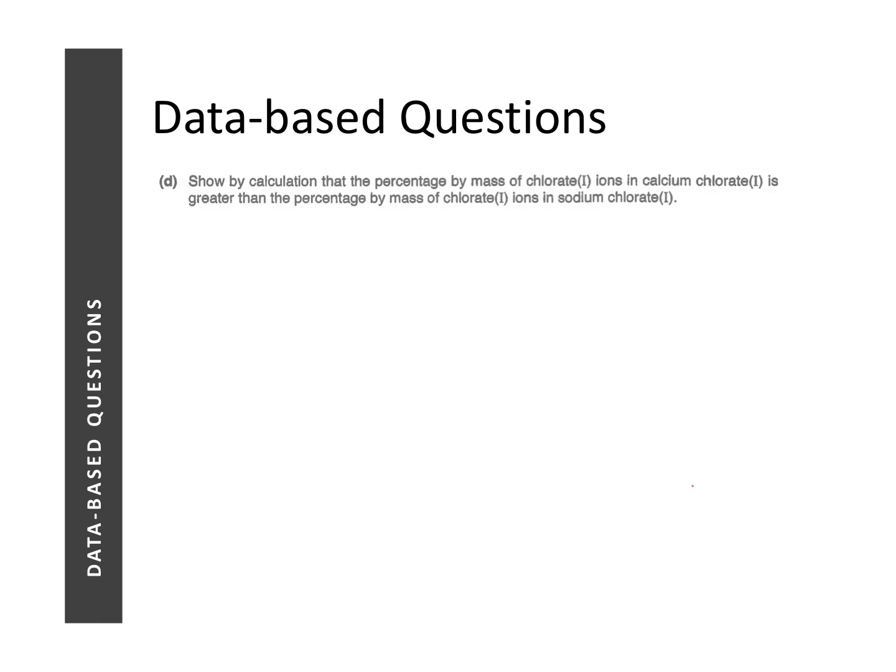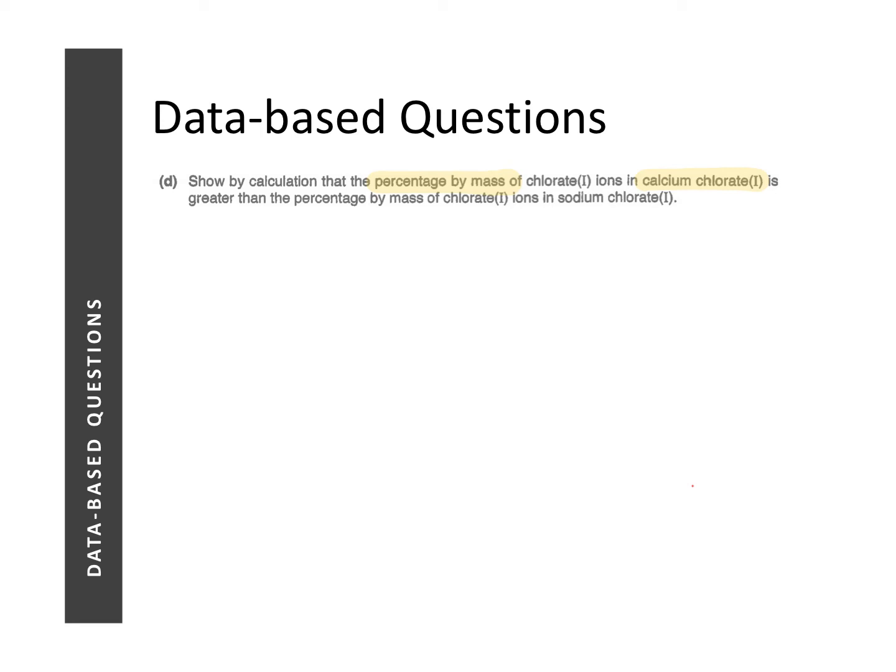For part D, show by calculation that the percentage by mass, so this is a keyword over here, percentage by mass of chlorate in calcium chlorate 1 is greater than the percentage by mass of chlorate 1 ions in sodium chlorate. So which paragraph do we want to refer to? It would be the paragraph that talks about calcium chlorate 1. If you can recall, in the paragraph it talks about the two advantages of calcium chlorate, but to solve this question, you don't really have to refer to any information given in that passage.